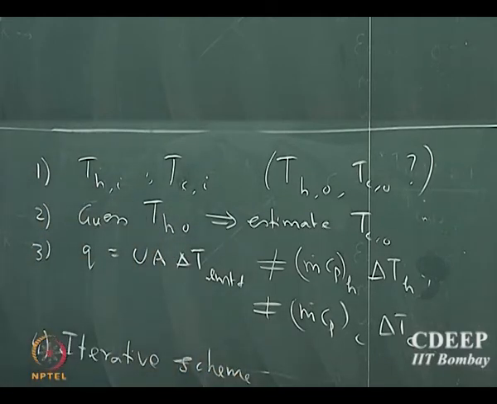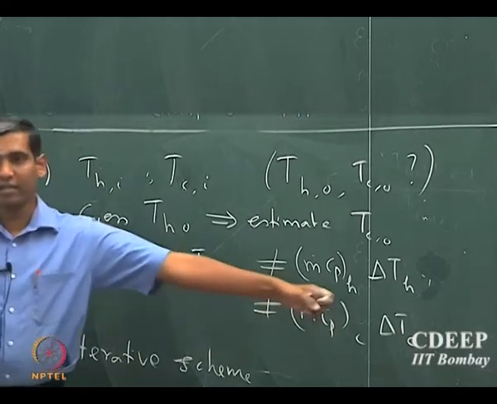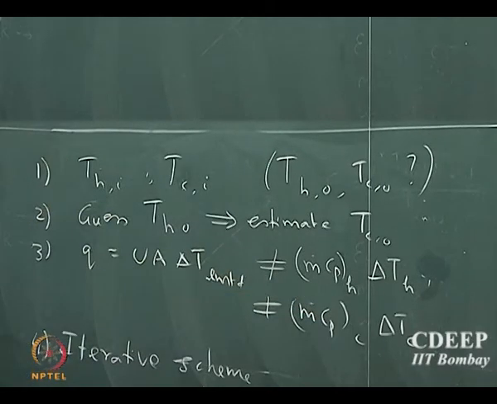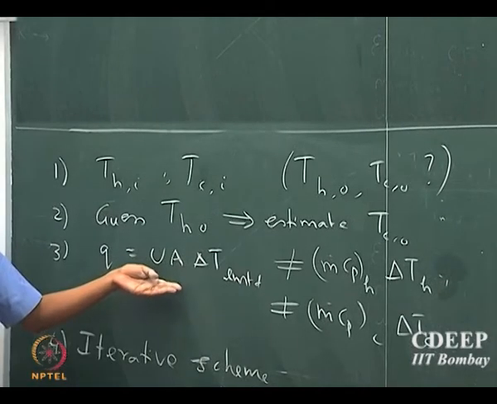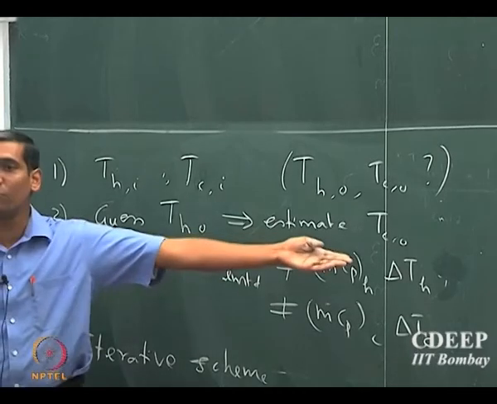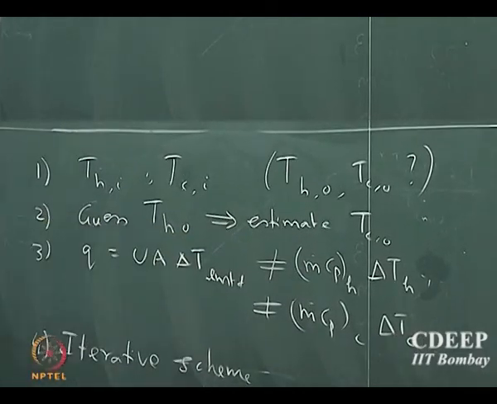How do you set up an iterative scheme? We know what is Q based on this, and we know what is UA delta T LMTD. So we should be able to independently estimate what is TCO based on this guess. So we could use TCO as an objective temperature, and then we can minimize the error that you would get by estimating TCO from these two expressions. That's one way. There are many ways to do this, many ways to pose this problem.